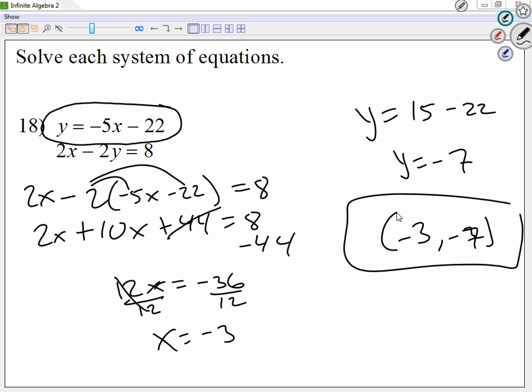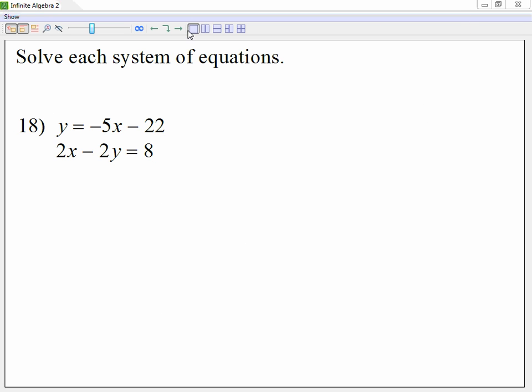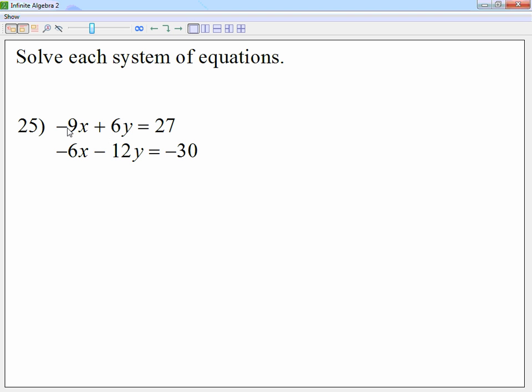So first, I have only for substitution where one letter is by itself, and I have those up until number 24. Any questions up until 24? Now for 25, I have x and y's both on the left.